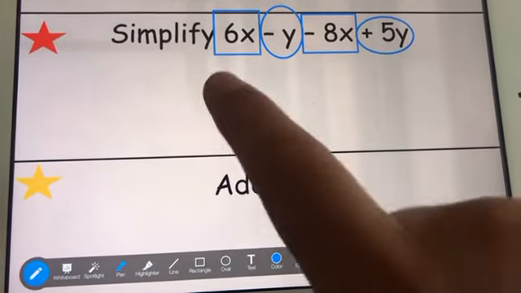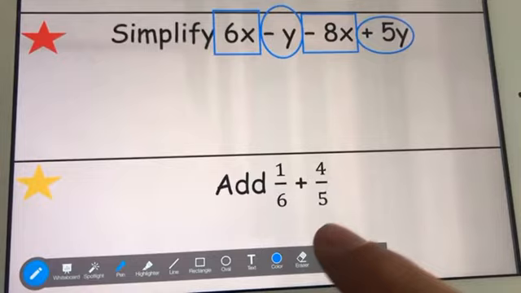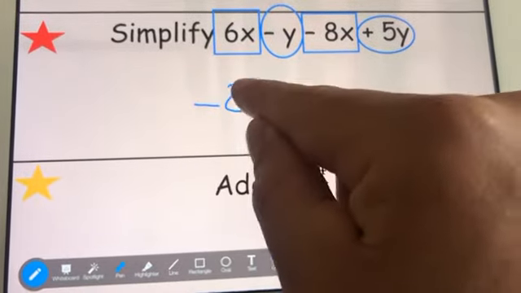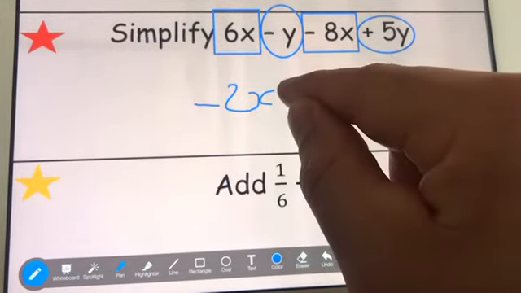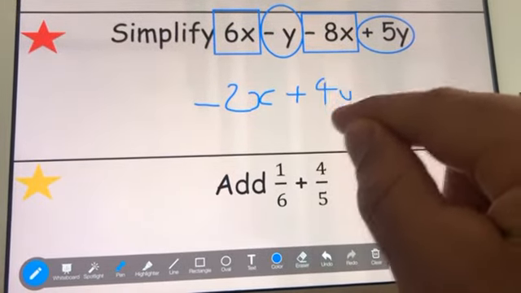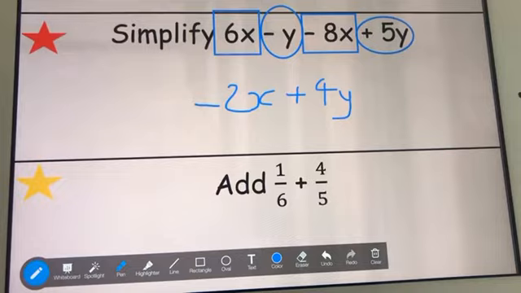Okay, so if I look at the ones with rectangles first, 6x take away 8x. 6 take away 8 is minus 2x. Minus y plus 5y is the same as 5y take away 1y. Just leaves us with 4y. 1 point.